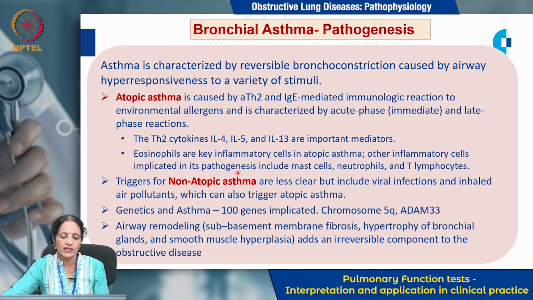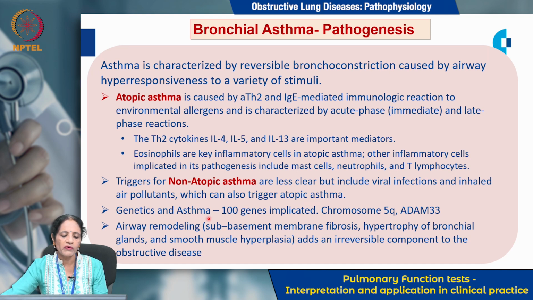Other inflammatory cells implicated in its pathogenesis include the mast cell, which is the equivalent of basophil, the neutrophils and the T lymphocytes. Now, triggers for non-atopic asthma are less clear, but majorly include viral infections and inhaled air pollutants, which can also trigger atopic asthma sometimes, leading to IgE production and eosinophils.